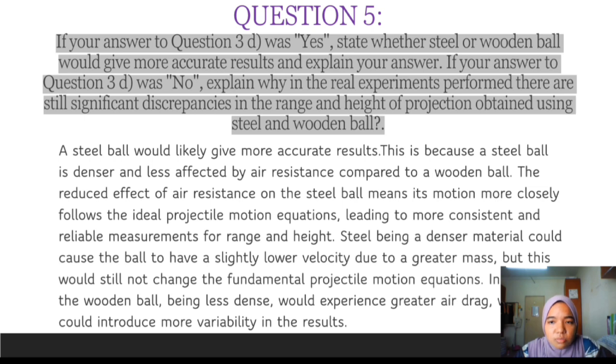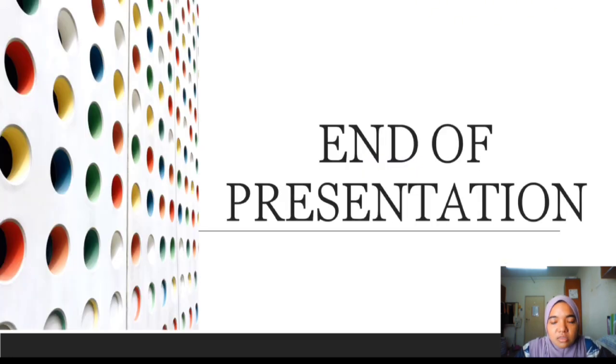This is because a steel ball is denser and less affected by air resistance, which in comparison to a wooden ball is more ideal. The reduced effects of air resistance on the steel ball mean its motion more closely follows the ideal projectile motion equation, leading to more consistent and reliable measurements for range and height. Steel, being a denser material, could cause the ball to have a slightly lower velocity due to greater mass, but this would still not change the fundamental projectile motion equation. In this situation, a wooden ball, being less dense, would experience a greater air drag and could introduce more variability in the results. And that is the end of my Viva presentation.